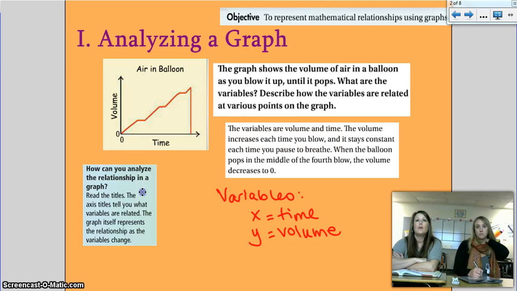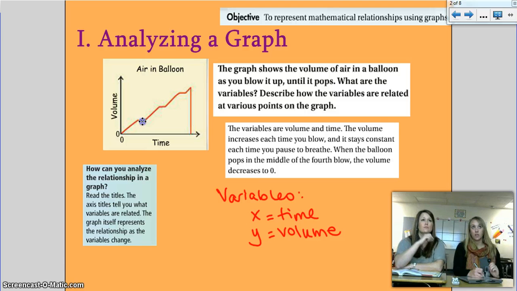The volume increases each time you blow. Well, duh. So you blow and then you take a breath, right?